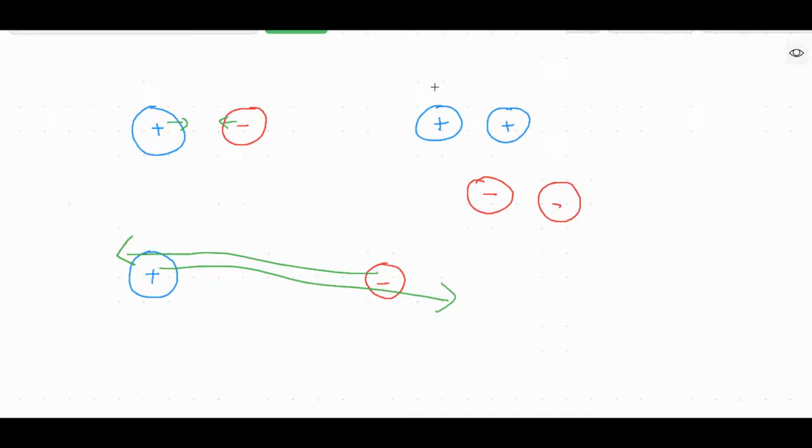Also be aware that two positive charges are going to repel each other, as well as two negative. So if they're the same, they're going to repel, and opposites are going to attract.